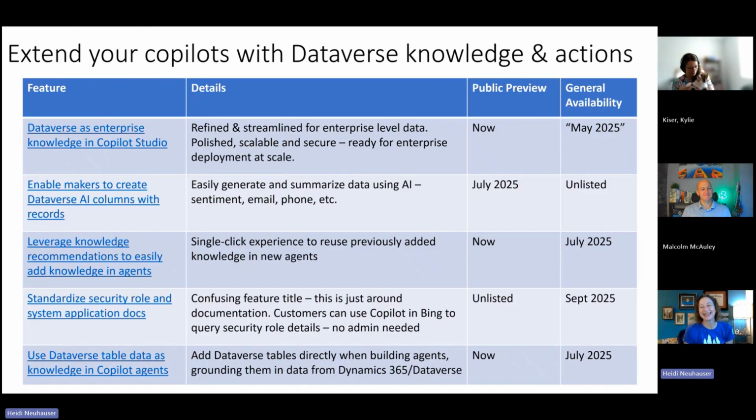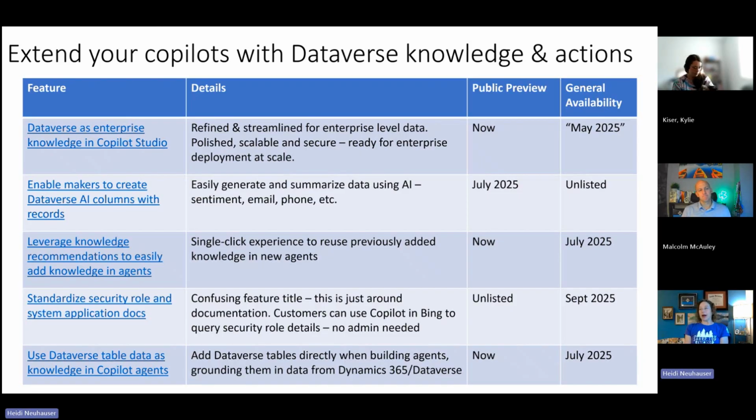And finally, use Dataverse table data as knowledge in Copilot agents. Again, something I thought you could do already. This is my blurb straight from the release notes. Add Dataverse tables directly when building agents, grounding your agents in data from either Dynamics or Dataverse. I thought they already did that, but I guess they didn't. It's public preview now, and GA is not yet, but sometime later this month.